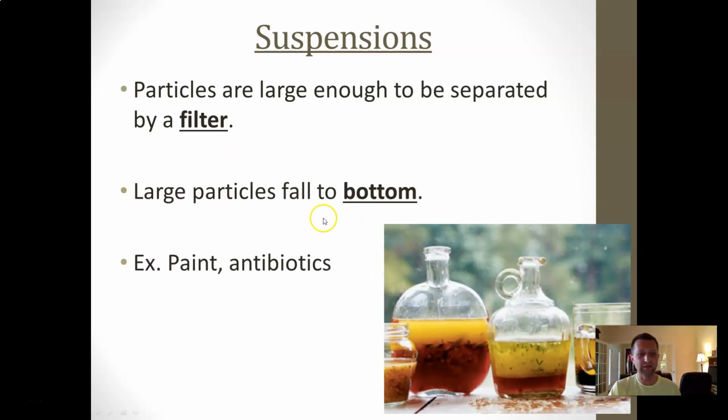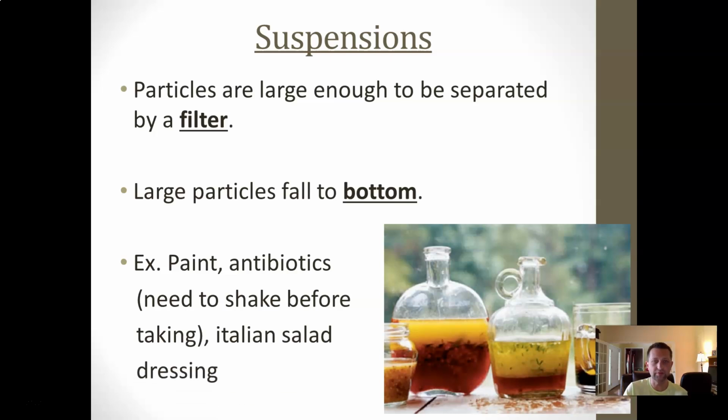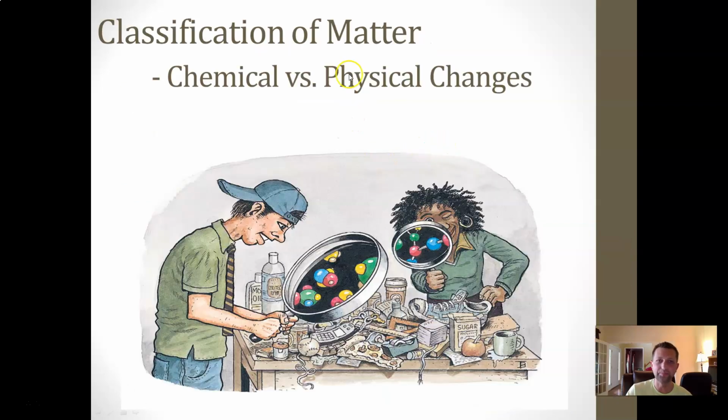You want to think about Italian salad dressing. You need to shake that before you put it on your salad, right? Paint, you need to shake up that can of paint because all the particles sink to the bottom. Antibiotics are another one. You should shake those up. I know that because my kids have had more than their fair share of ear infections, which involved antibiotics all the time. So I always have to shake those up before giving the medicine so they get some of the actual medicine when they take it. But those are examples of suspensions where the particles are big enough to sink to the bottom.